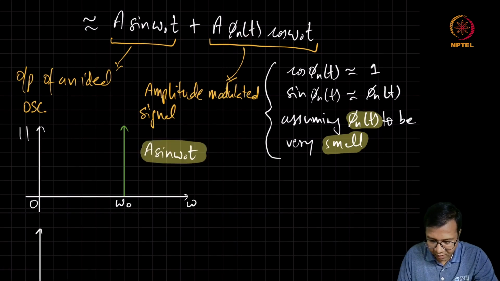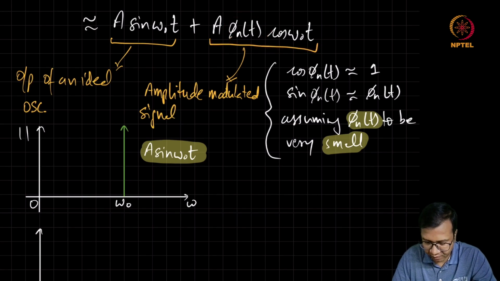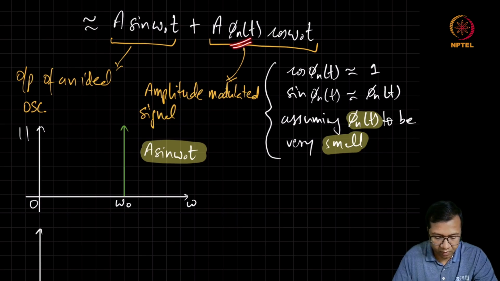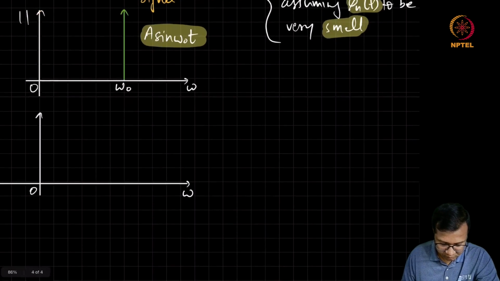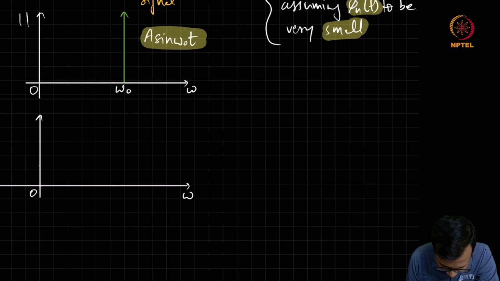To understand the spectrum of the second term, we need to know the spectrum of phi n of t. And since this phi n is a noise, we will talk about the power spectral density of phi n of t. So let's say the PSD of phi n of t has a low pass behavior, and its double-sided spectrum looks like this.